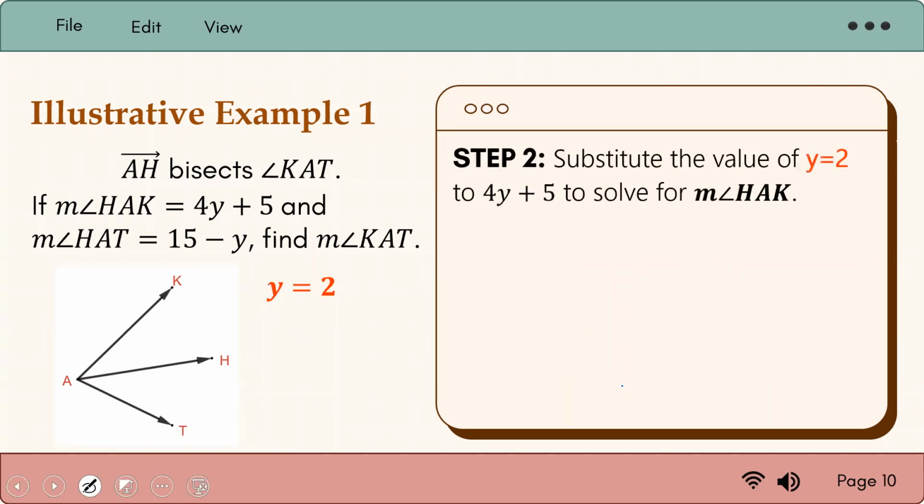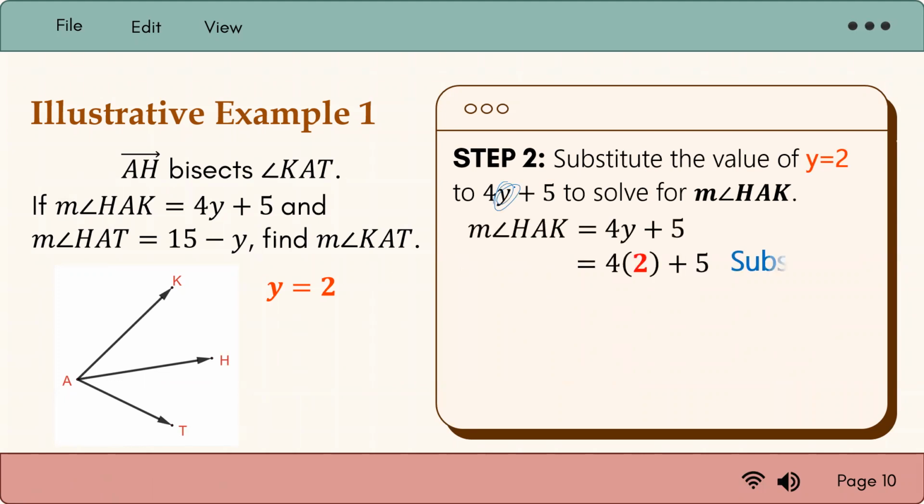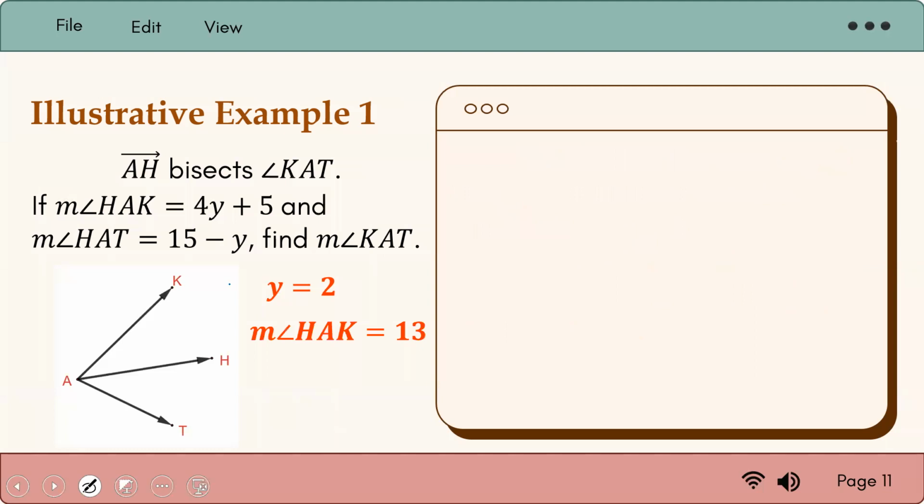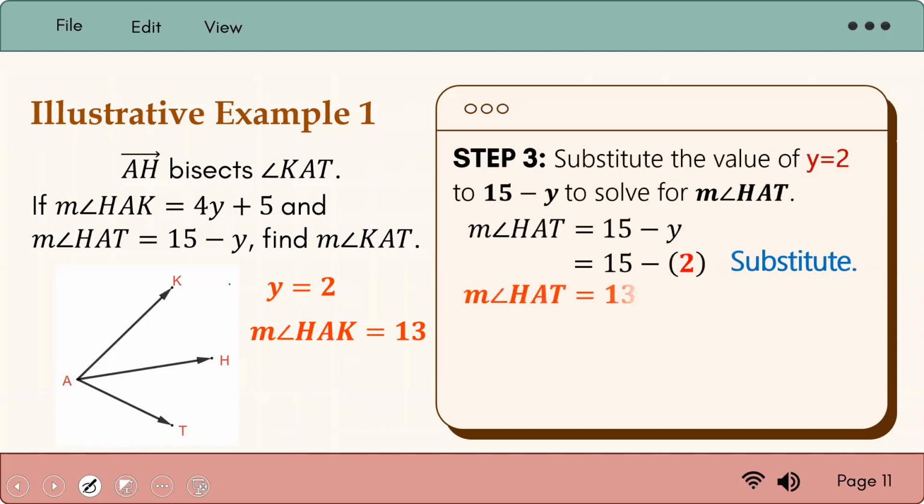If y is equal to 2, we can find the measurement of HAK. Given y is equal to 2, we substitute y here. So 4 times 2 plus 5 is equal to 13. 8 plus 5 is 13. Without really solving for HAT, we can easily identify its value. It's also 13. By just looking at the expression 15 minus 2, we can say that it's 13, right? Of course, it's bisected, so they are equal. So there is the solution.